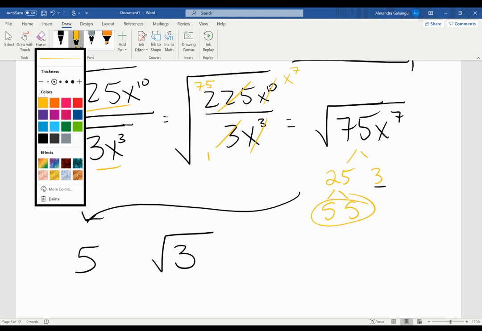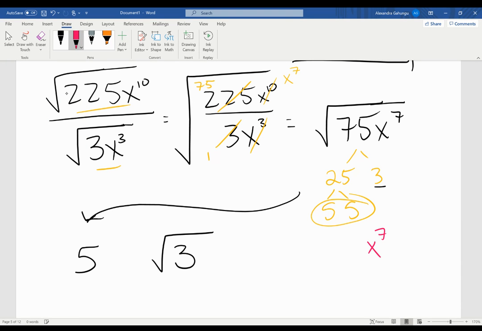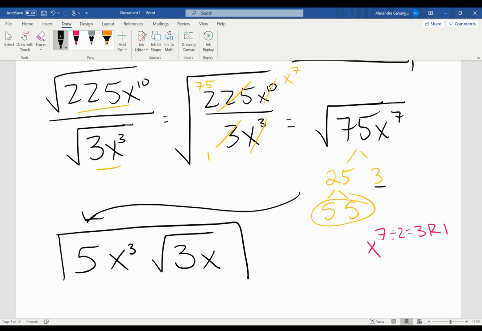x to the 7th. With our variables, we divide our exponent by 2. And 7 divided by 2 is 3, remainder 1, meaning 3 x's can leave the house, and 1 remains in the house. So x to the 3rd, 3 x's outside the house, 1 remains inside of the house. And that's my final answer. So with fractions and radicals, we want to deal with inside of the house versus outside of the house first, and then simplify.